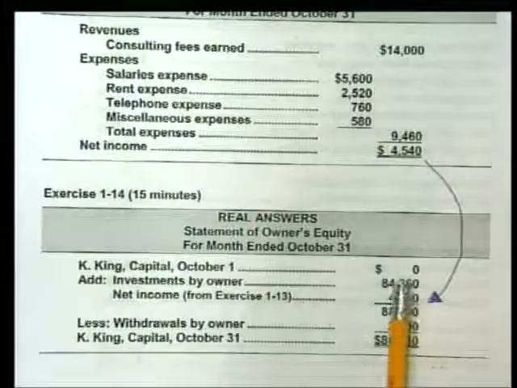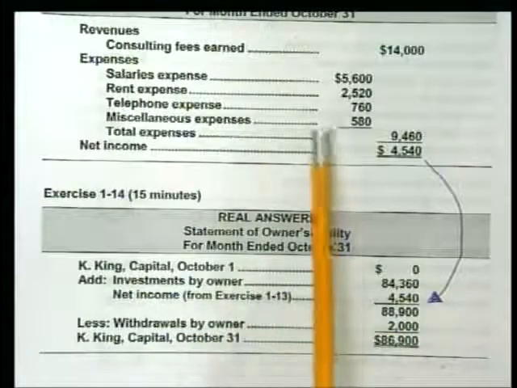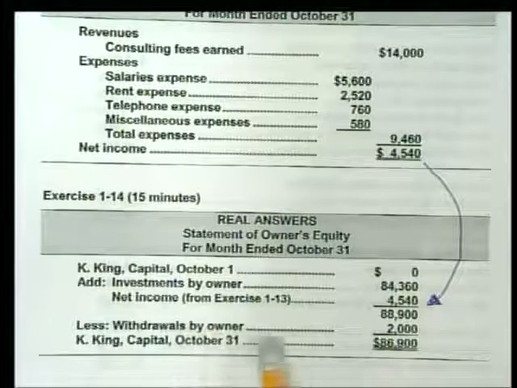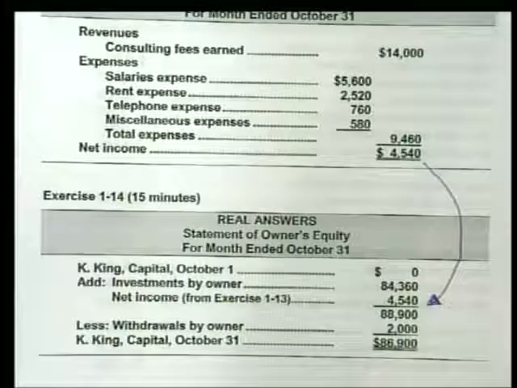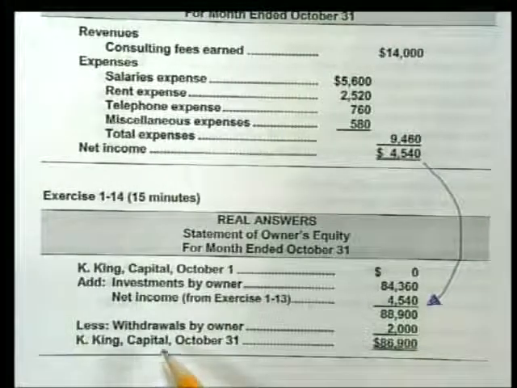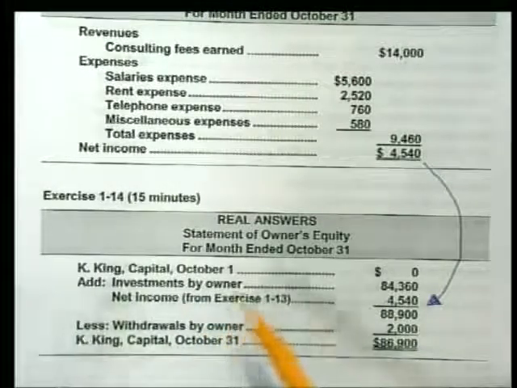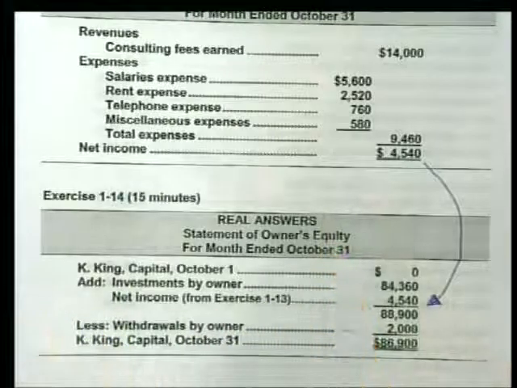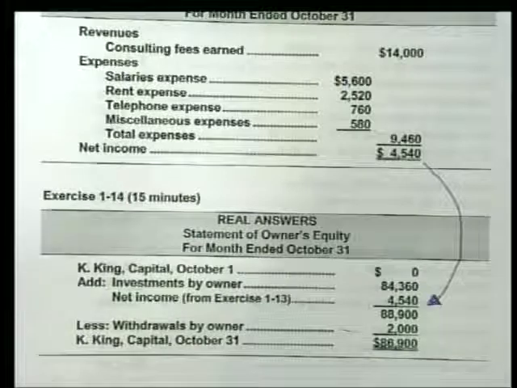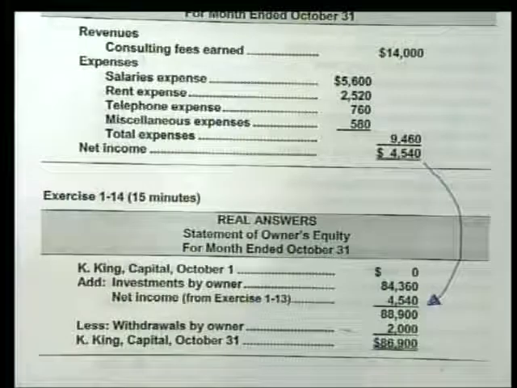Okay, so we added the investments by the owner of $84,360. We added the net income that we got from up here. We subtract out the withdrawals, and that gives us our ending balance of capital. Now, sometimes people will have this account called capital, parentheses, King, or sometimes they will put the name King and then capital, okay? Again, there is some wiggle room in accounting. So you just kind of need to be familiar with it both ways. The same way with withdrawals, okay?